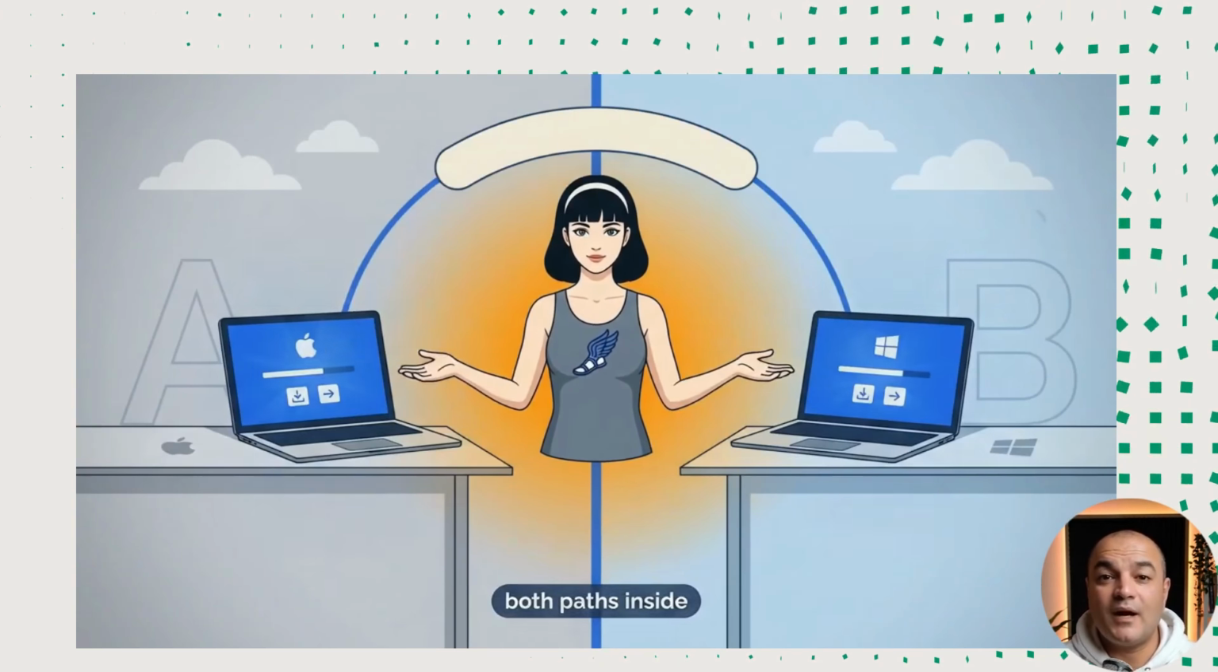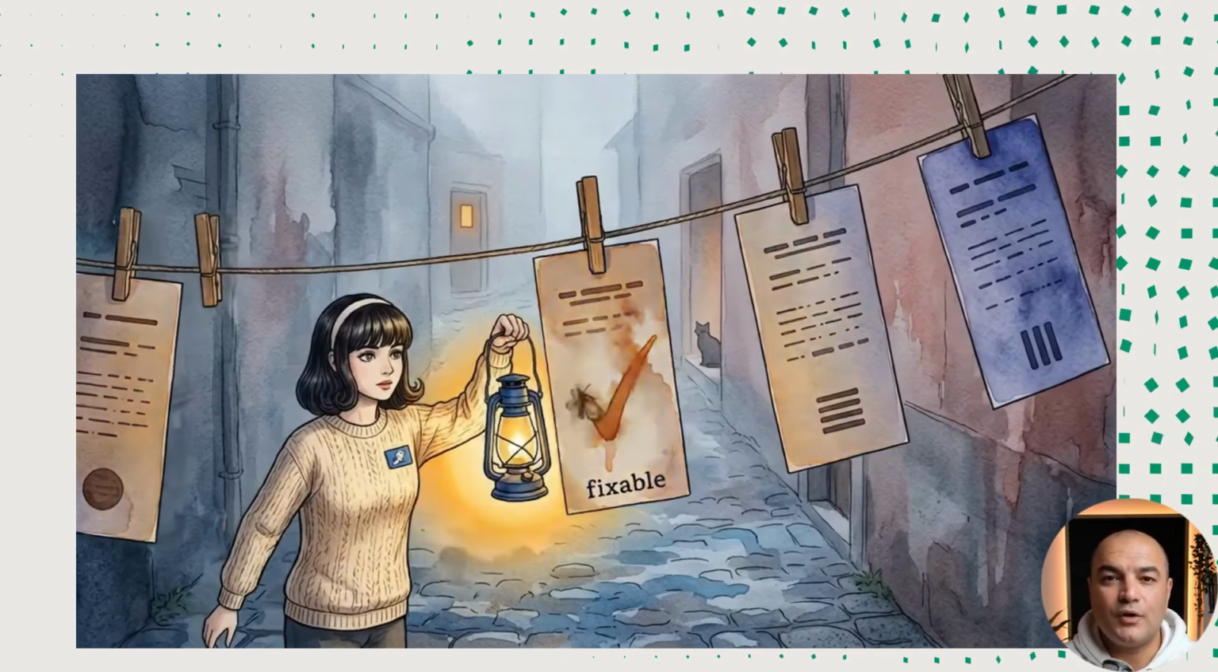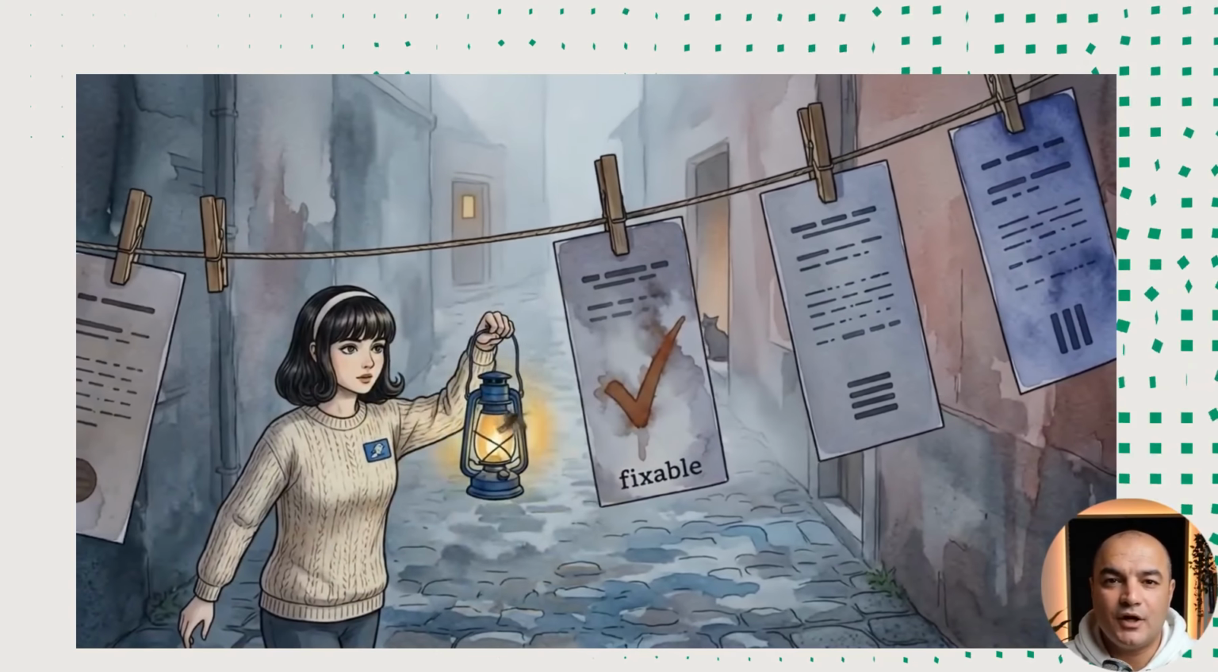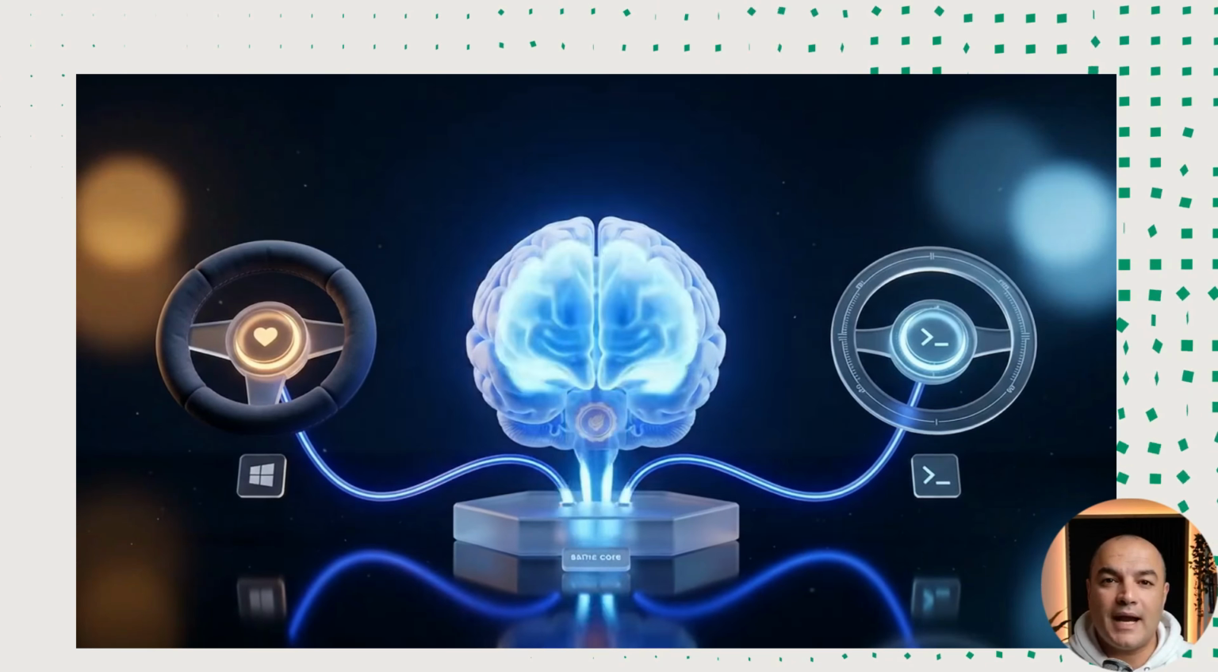Today, we stop touring and start doing. Mac or Windows, both paths are in this video. And I'll show you every error you're likely to hit before you hit it. Timer starts now. 2 paths.